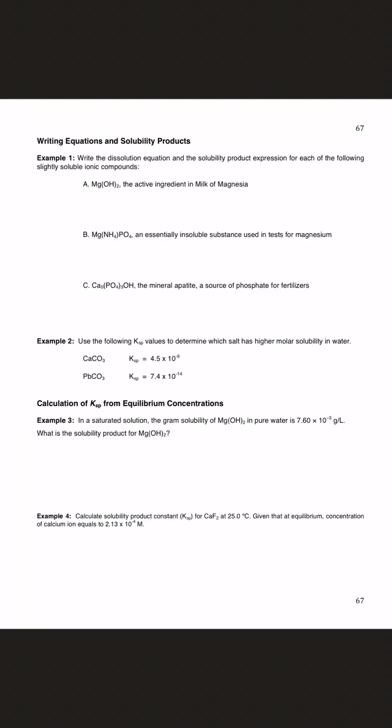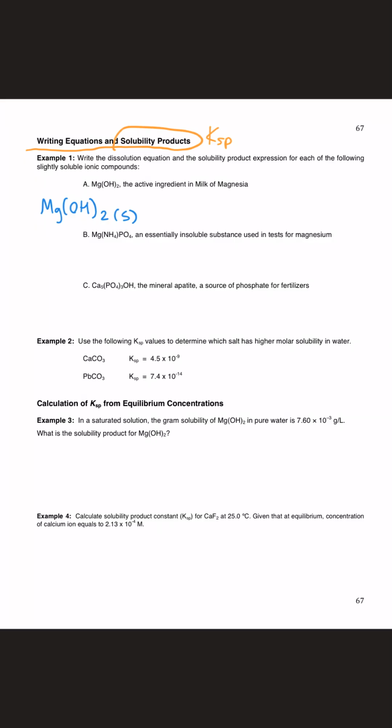Before we get into the calculation of the solubility product constant, or KSP, let's look at how to write the equation and the solubility product constant expression first. Let's take a look at example 1. Example 1 asks us to write the dissociation equation and the expression for the KSP. Let's take a look at part A, which is given as magnesium hydroxide. If you look up the solubility rules, you will see that magnesium hydroxide is a solid, therefore the physical state would be S. The reason it is a solid is that it is an insoluble ionic compound.